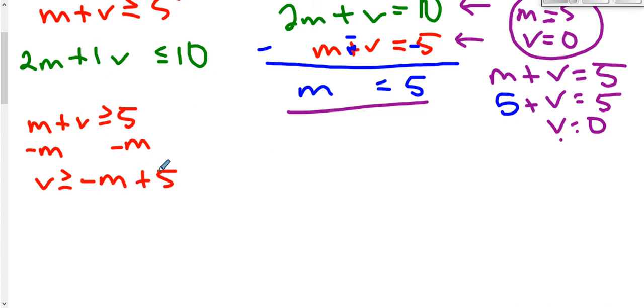And I wrote it like that because it's closest to y equals mx plus b form, which is how we would draw a straight line, slope and intercept. So my slope would be negative 1, and my intercept would be the number 5.